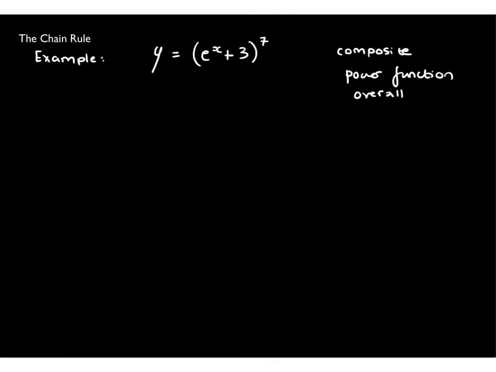So let's take a look at using the chain rule to differentiate this. We're going to do this in 2 ways. We're going to use the formal long format of the chain rule, and we're then going to use the quick chain rule to do this. So first of all, of course, if we're going to use the long form of the chain rule, we need to identify the inner function.